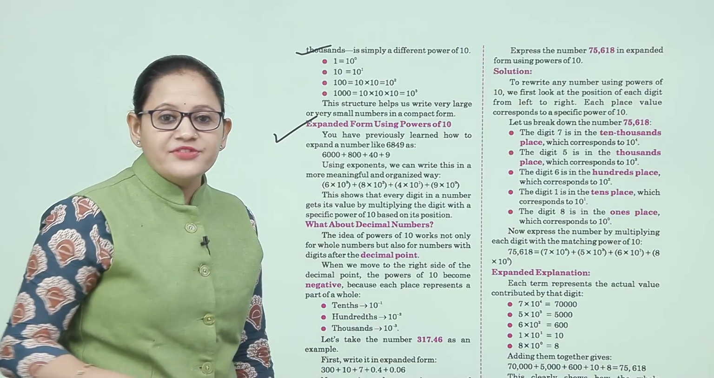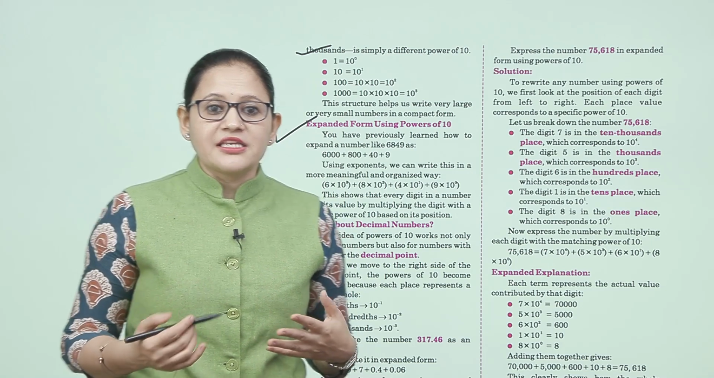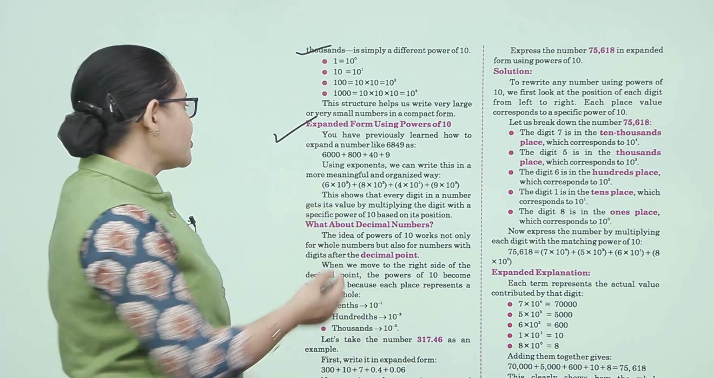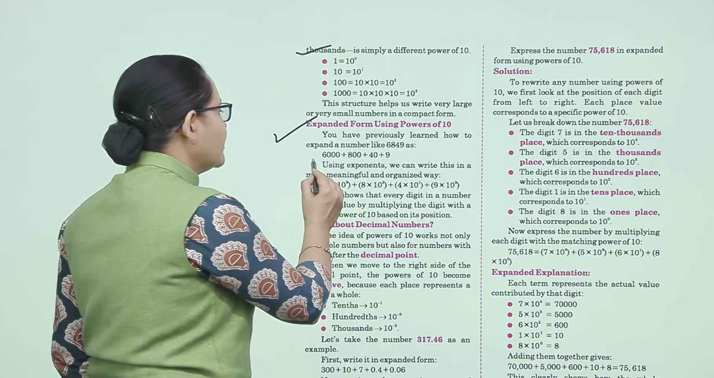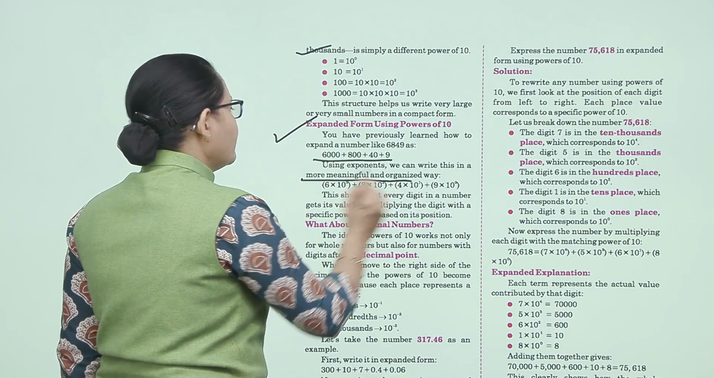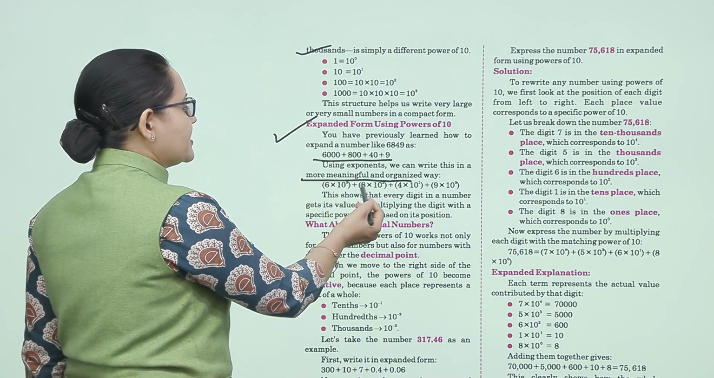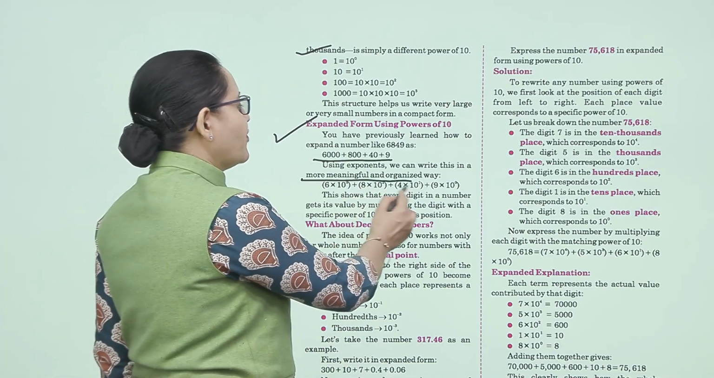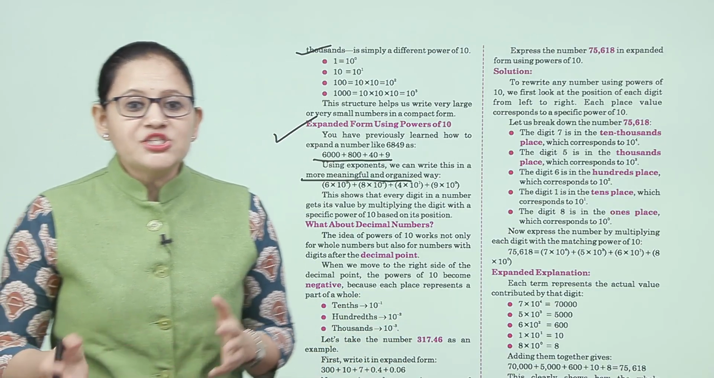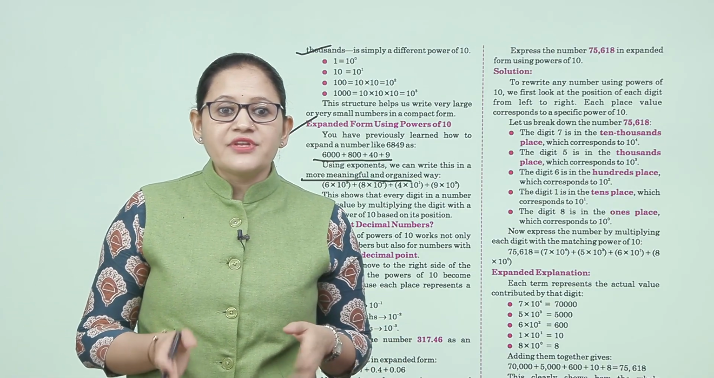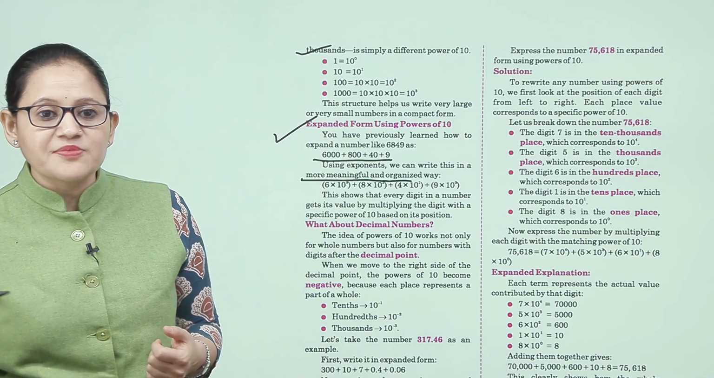Expanded form using powers of 10. You have previously learned how to expand a number like 6849, that is equal to 6000 plus 800 plus 40 plus 9. Using exponents, we can write it in a more meaningful and organized way: 6 into 10 to the power 3 plus 8 into 10 to the power 2 plus 4 into 10 to the power 1 plus 9 into 10 to the power 0. This shows that every digit of the number gets a value by multiplying the digit with a specific power of 10 based on its position.